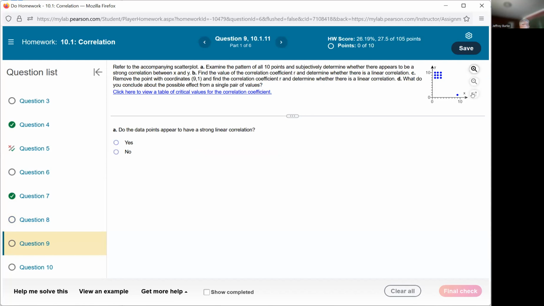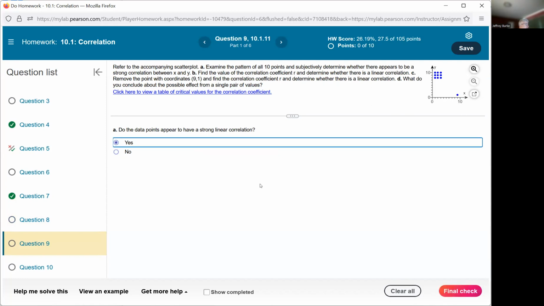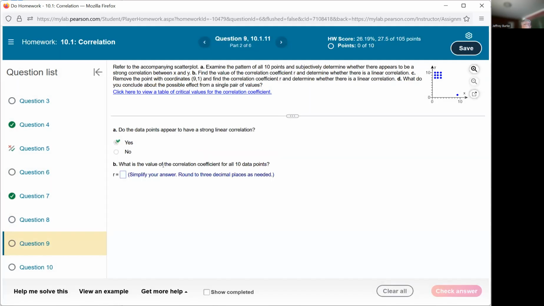Let's see here. Hold on. So when I ask here, do the data points appear to have a strong linear correlation? I would say yes. Now, let's go. Yeah, so I would just say yes. Kind of, because what happens is, if there was just all these, then maybe not, because then you could go any way with it. But because of this, it makes it like a strong negative. I'm going to go with yes and see what this says. You may not like it. There you go. What is the value of the correlation coefficient for all 10 points?